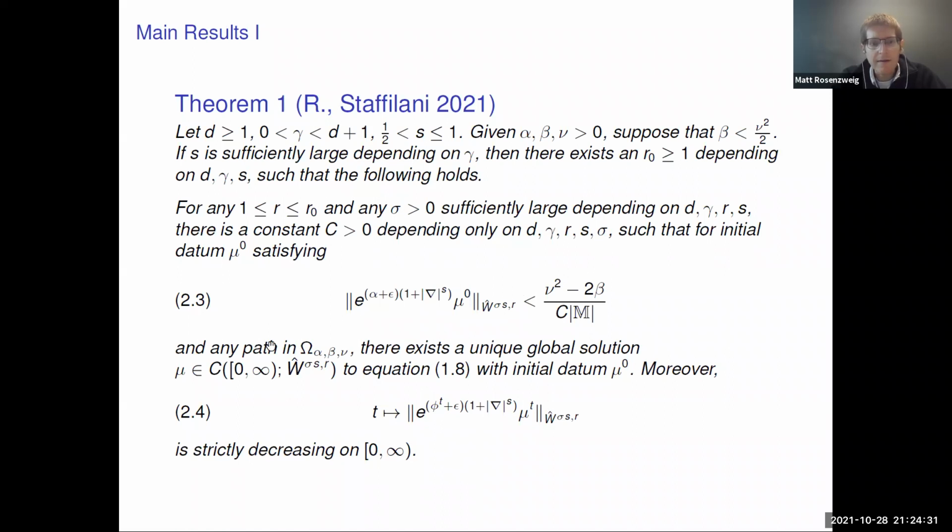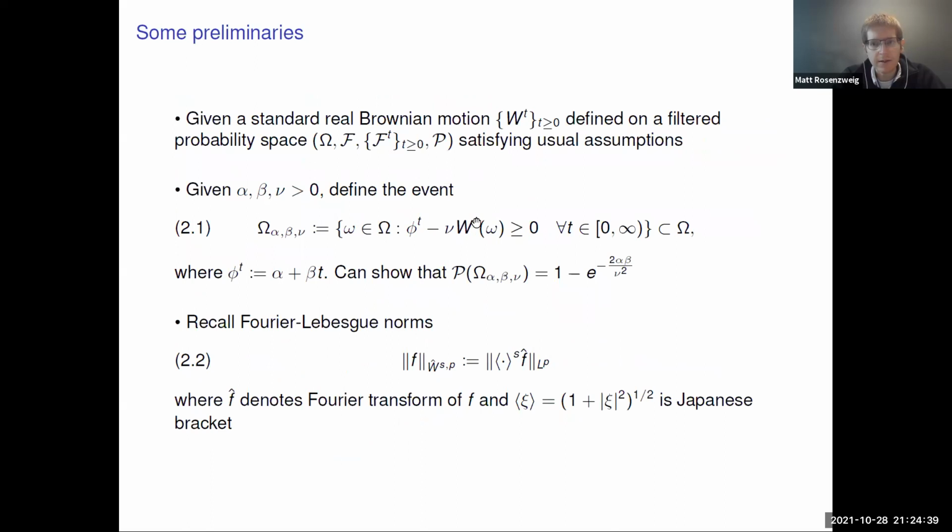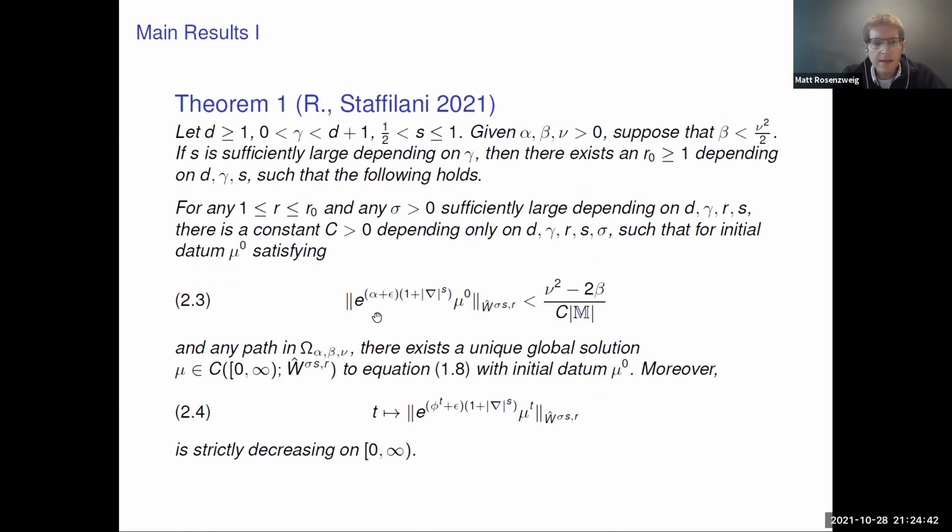And I'm also assuming that I have a path, an omega, a sample, in this good space that I defined right over here. So for any such initial data and any path in this space, I have a unique global solution to my equation with initial data mu naught. And moreover, not only is the solution global, but I know that this quantity, if I look at its evolution in time, is strictly decreasing on the entire interval. So not only is it bounded, but we can actually prove that it's strictly decreasing.